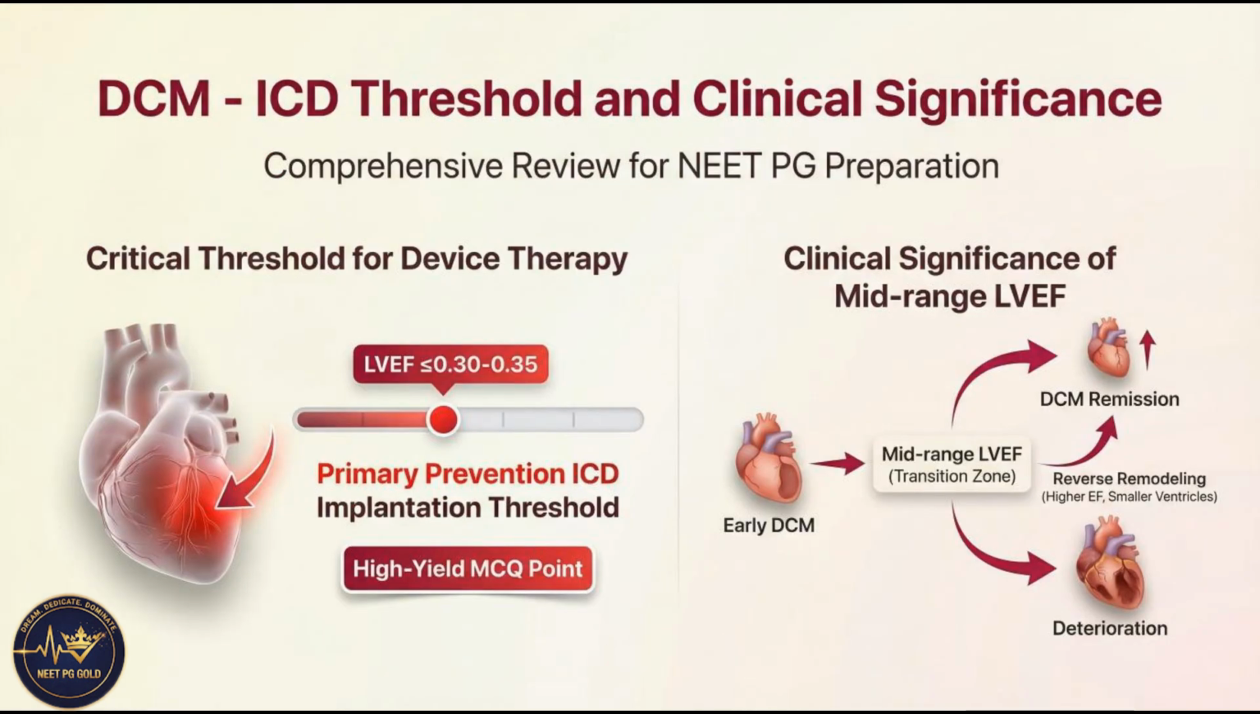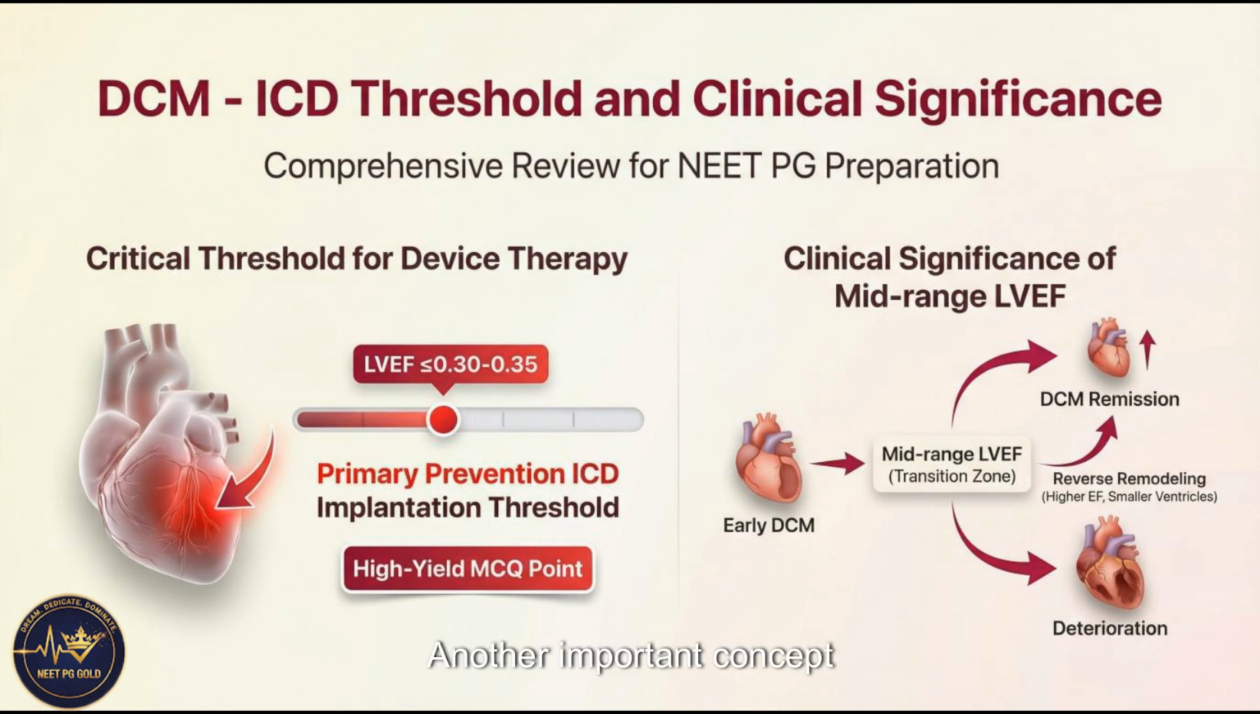Continuing with DCM, we have a critical high yield number for device therapy. If a patient with DCM has a persistent ejection fraction less than or equal to 30 to 35%, despite optimal medical therapy, they meet the threshold for a primary prevention implantable cardioverter defibrillator, or ICD. This is to prevent sudden cardiac death.